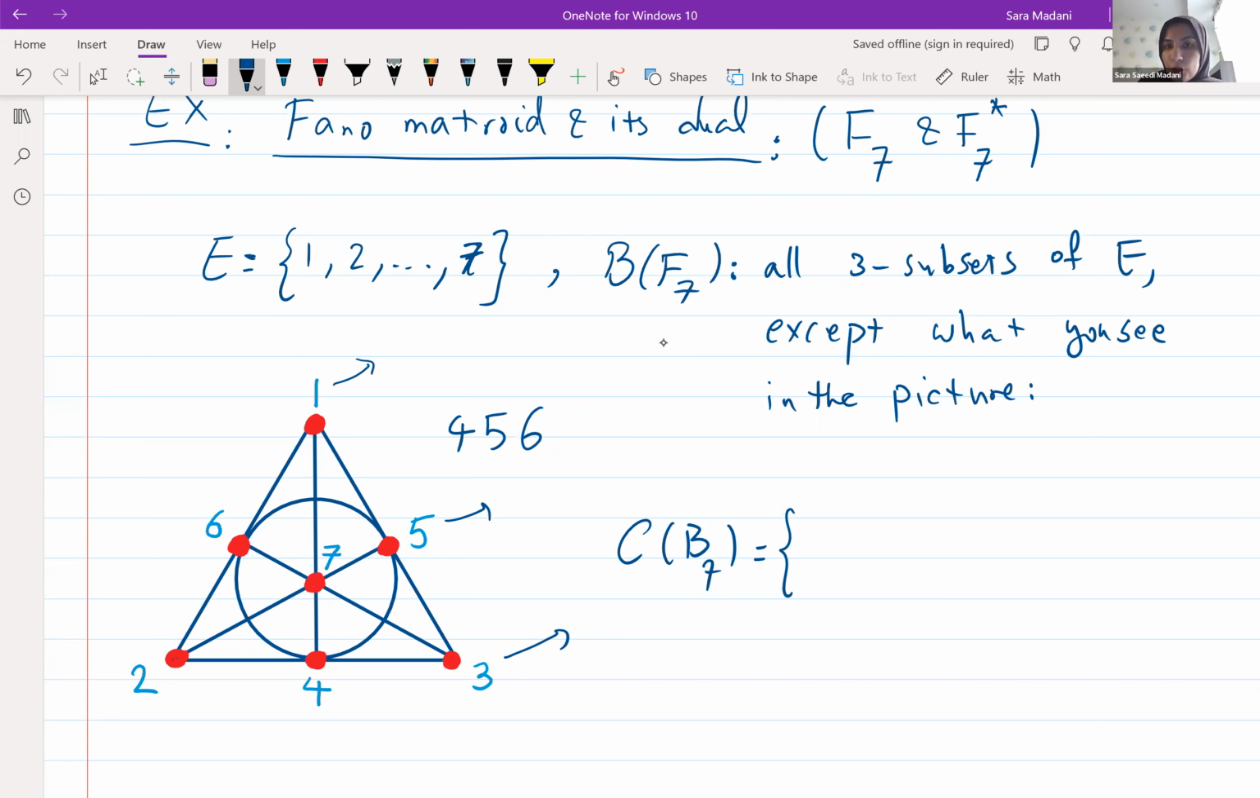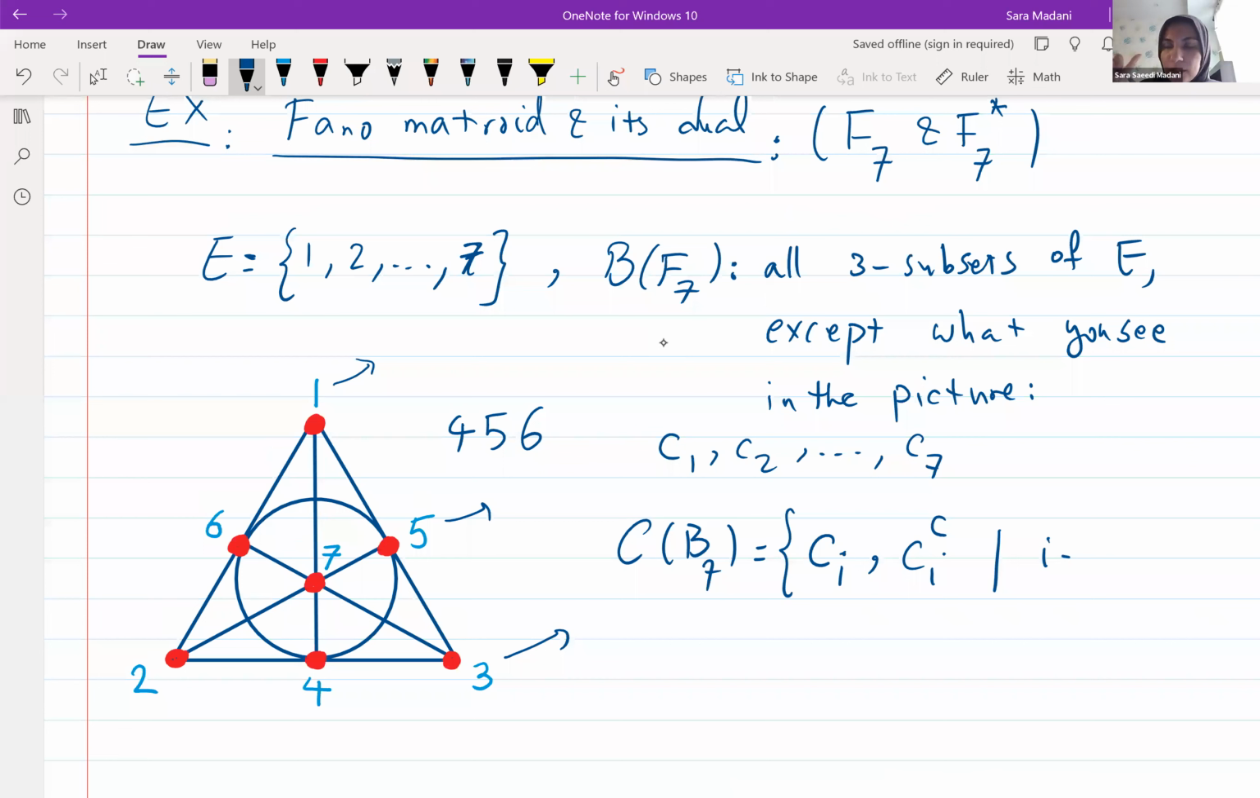Okay. So the ones shown in the picture are not independent sets because we just excluded them. So they are dependent sets, and you can see that they are minimal ones. So they are inside my circuit set. I denote these three subsets of the figure C1, C2, C7, no matter how you name them, I just want them to have a name.